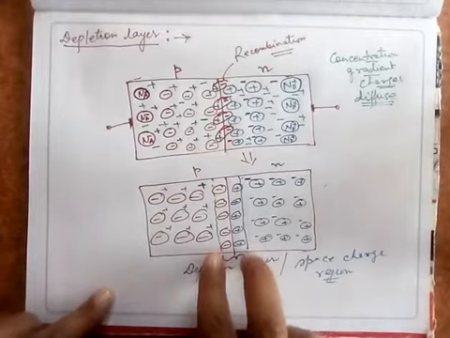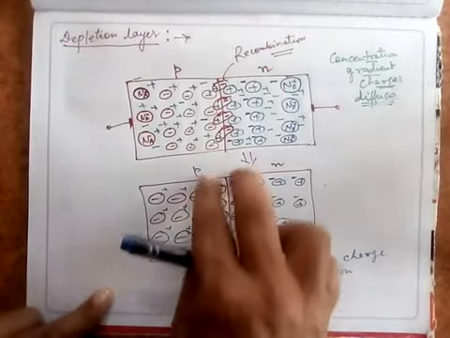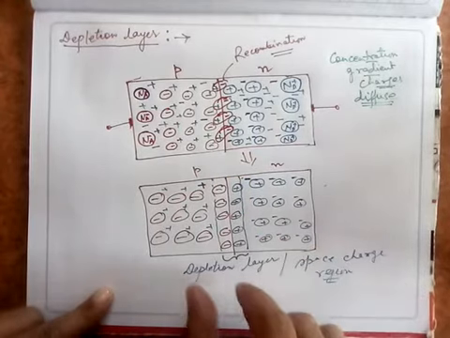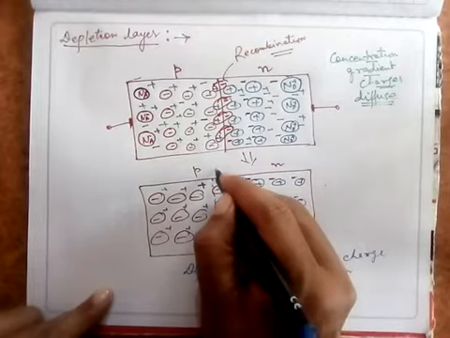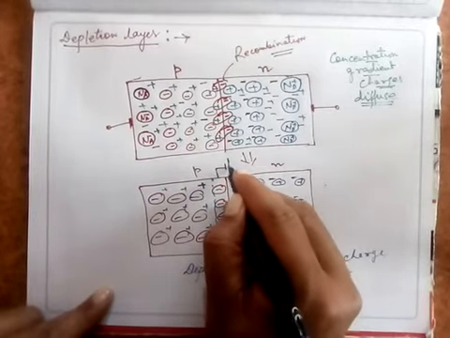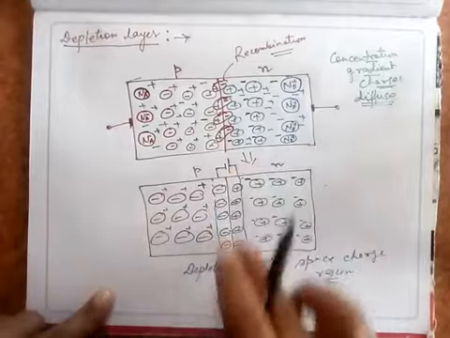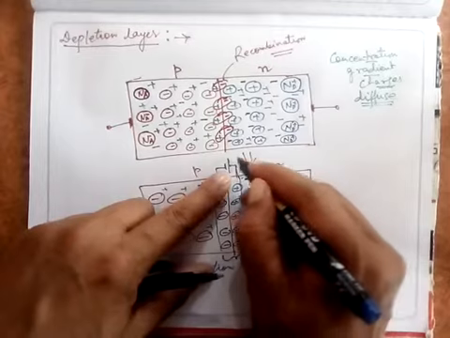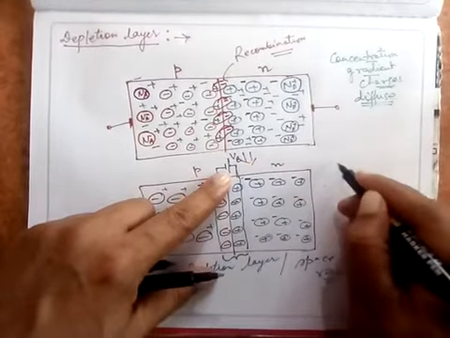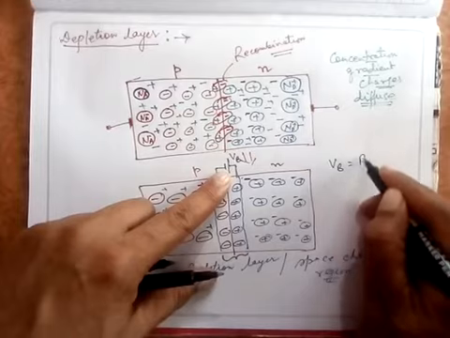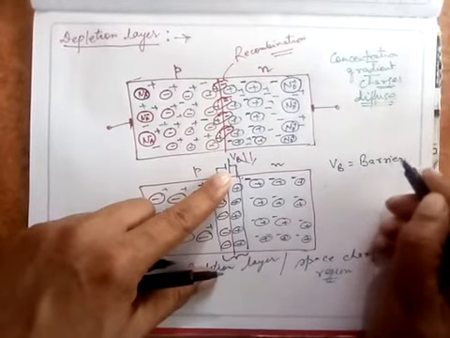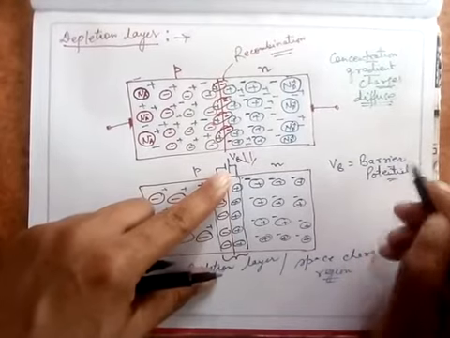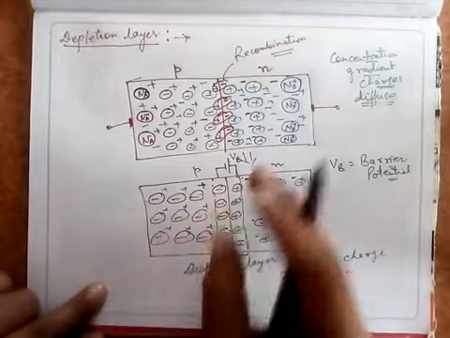So these ionic charges, these positive and negative ions, are obstructing the electrons. So this layer is called a depletion layer, and of course an internal battery is created here. An internal electric field is developed, and this potential, which I represent by VB, is called the barrier potential. Why? Because it is acting as a barrier to the flow of electrons and holes.